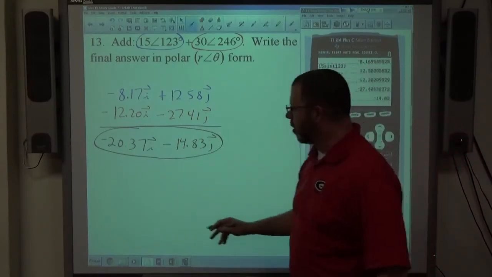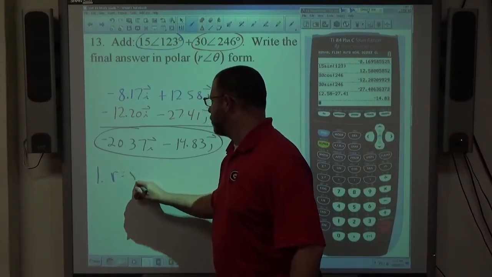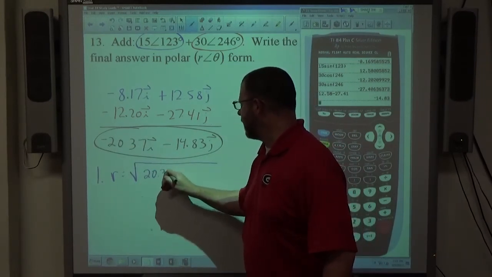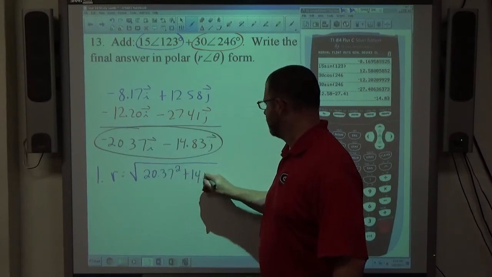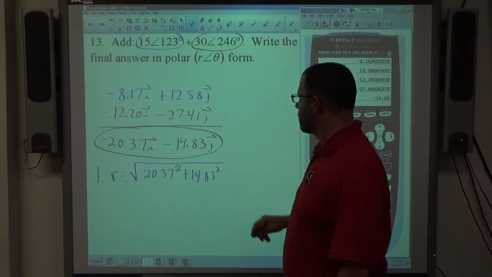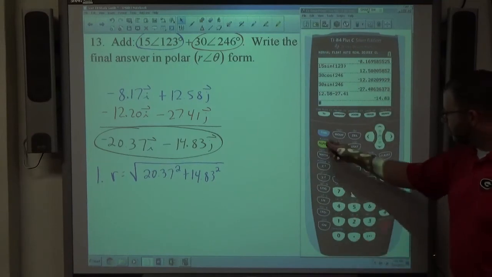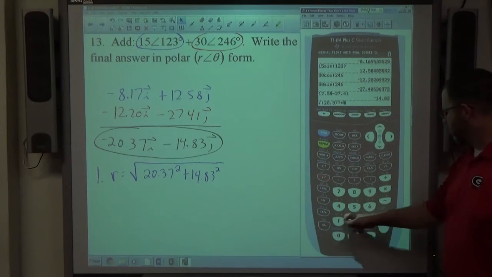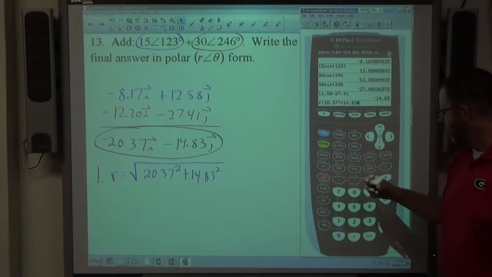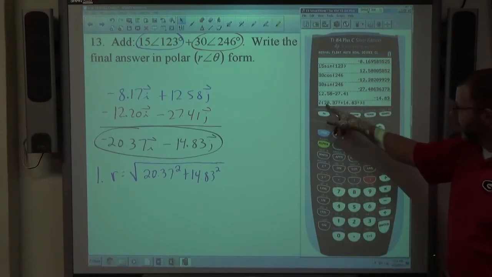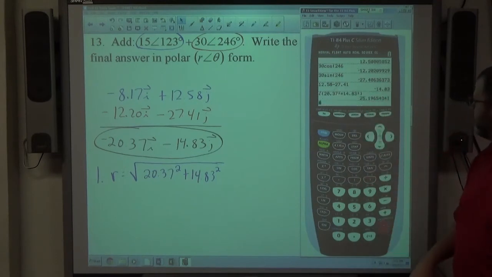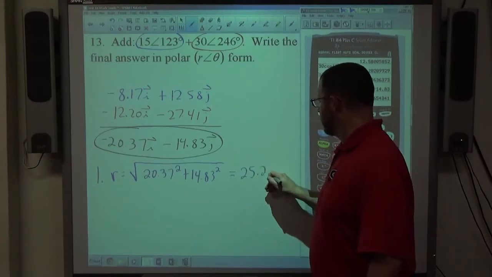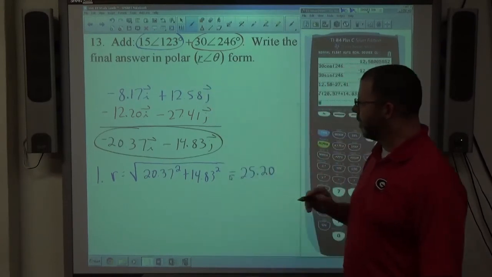There are 3 steps in polar form. Step 1, r is going to equal the square root of these two numbers squared added together. Ignore the minus signs. So, the square root of (20.37 squared plus 14.83 squared), the entire expression in parentheses, and you get 25.20. That's this part. That's already done.